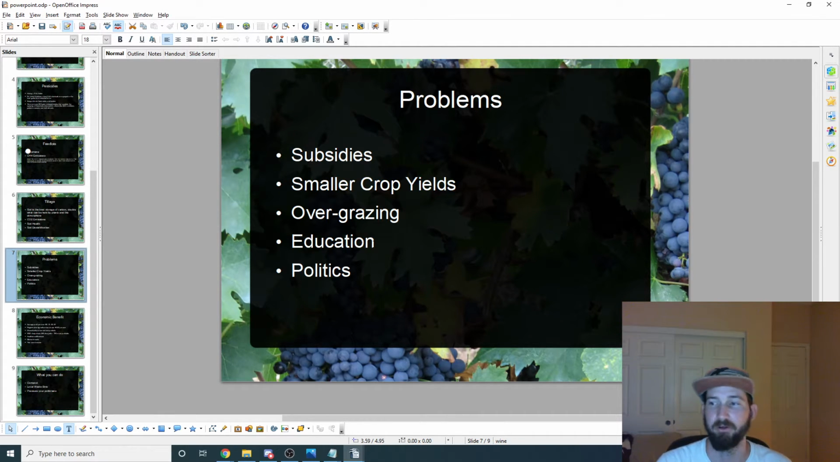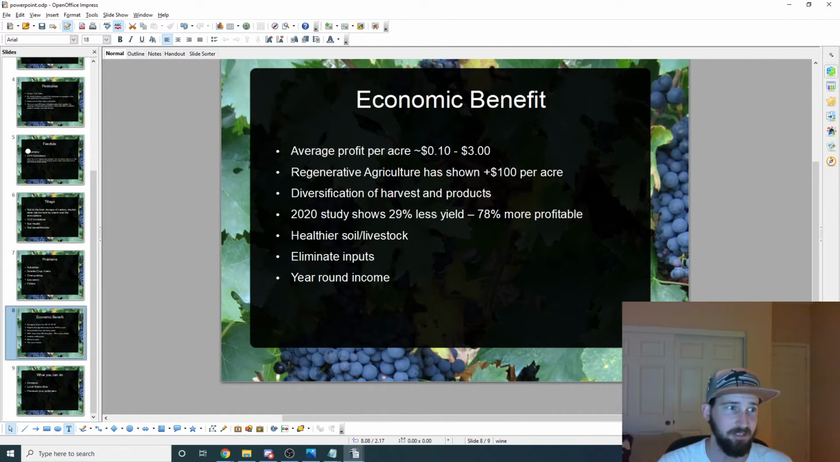Education: a lot of people don't know about soil health, and a lot of farmers don't realize what they're doing when they're tilling and spraying all these chemicals. The last one, the biggest, is politics. You've got to get politicians to get on board with this. As for the economic benefit, currently the average profit per acre is, as you see, 10 cents to 3 pounds, depending on the subsidies and what it is.